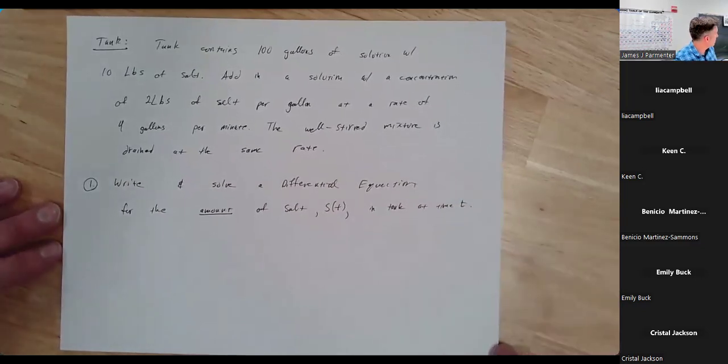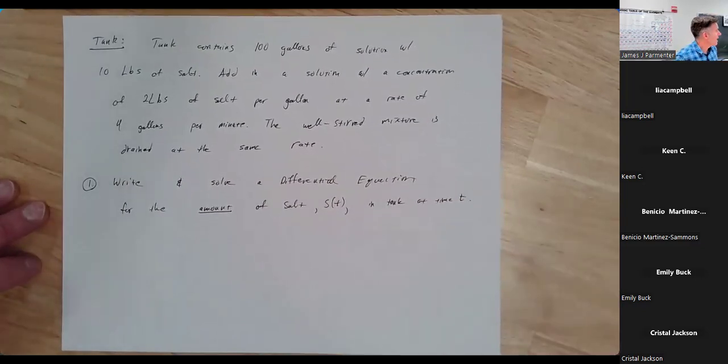Almost always when you set up these differential equations, it's always talking about the amount of stuff in the tank, not the concentration of stuff in the tank. So I don't care about the fact that the tank might have a concentration of 20 pounds per gallon. I care that the amount of salt in the tank is 200 pounds of salt, or however many pounds of salt it is. So always the amount, not the concentration.